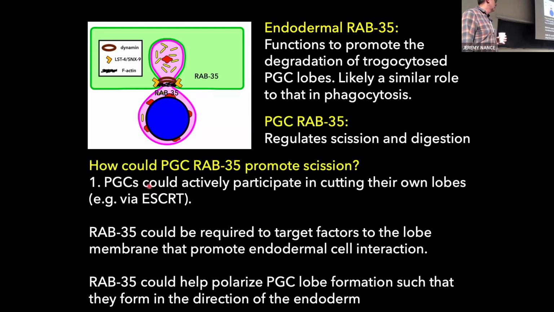So some of our questions are, I think this suggests that the PGCs may actively participate in their own cutting. One possibility is that RAB35 has been shown to associate with the ESCRT complex, which can cut membranes in that direction. So that's a hypothesis we're pursuing. RAB35 could be required to target factors to the lobe membrane that are required for interaction with the endoderm. So we're testing that. Or it could be involved in polarizing the PGC lobes so that they always form in the direction of the endoderm, which is something that happens in wild-type embryos.